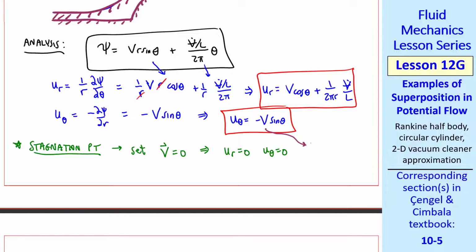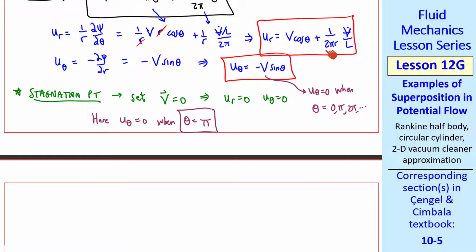From this equation, u theta equals 0 when theta is 0, pi, 2 pi, etc. Here u theta equals 0 when theta equals pi, or 180 degrees, which is to the left of the origin along the x-axis. Now we look at ur. ur equals 0 when negative v cosine theta is equal to 1 over 2 pi r v dot over L.